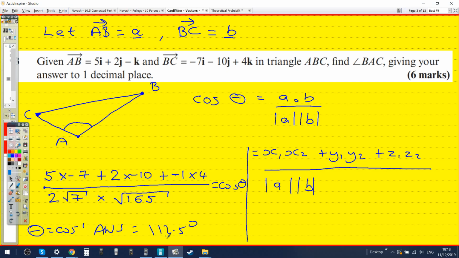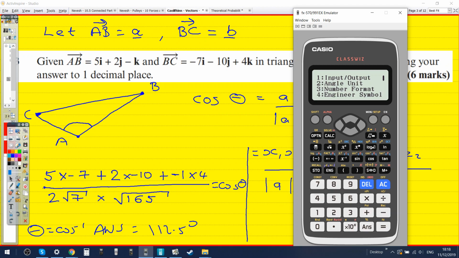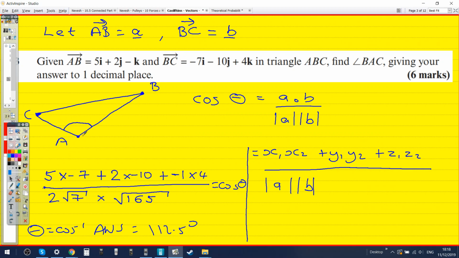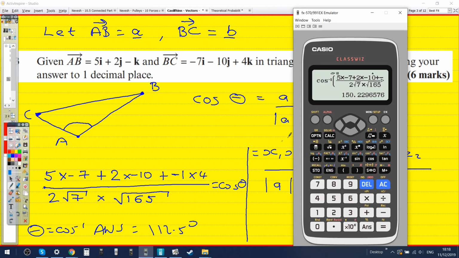127.1. Angle unit, press 2 for degrees. I'm getting 150.2. Okay, is it just like a minus sign or something? Who knows? I could check something.